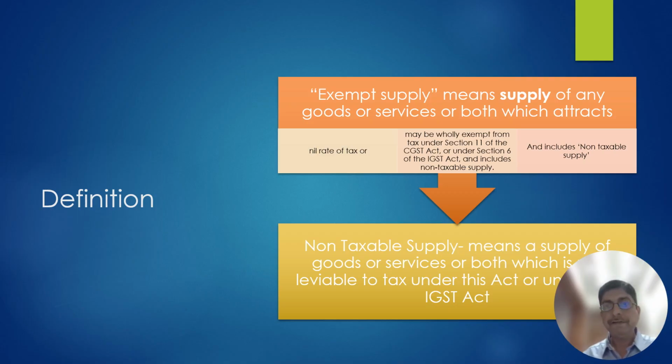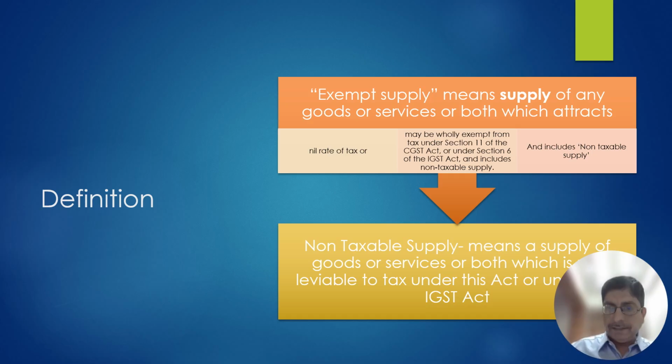Now come to the part of definition of exempt supply. This is defined in section 2, clause 47. Exempt supply means a supply of goods or services or both which attract nil rate of tax or which are wholly exempt from payment of tax by way of exemption notification under section 11 of the CGST Act or section 6 of the IGST Act, and include non-taxable supply.